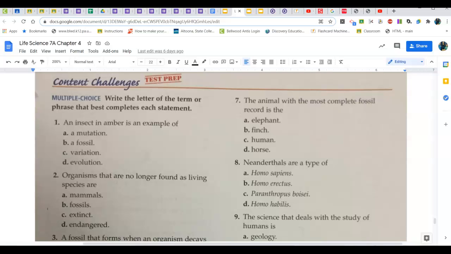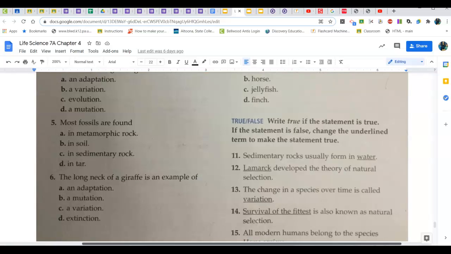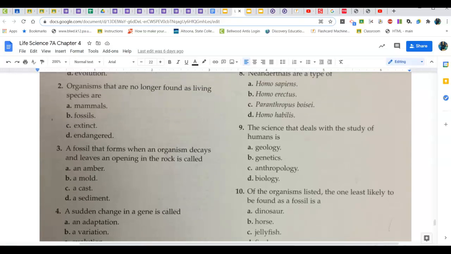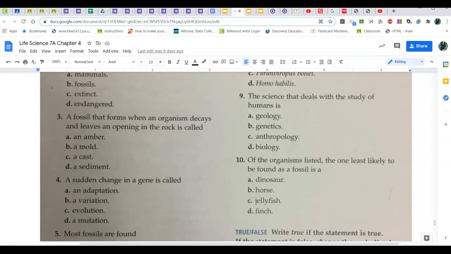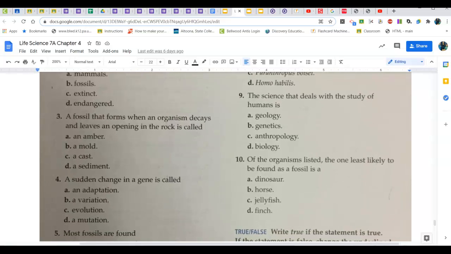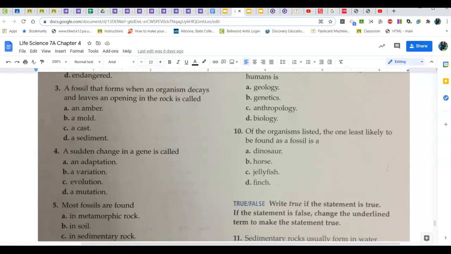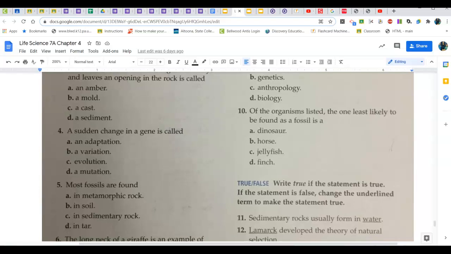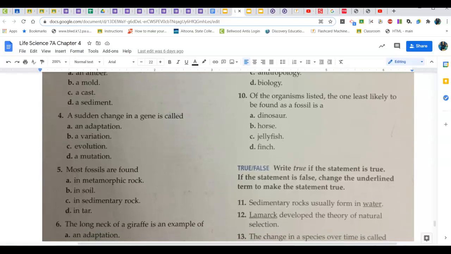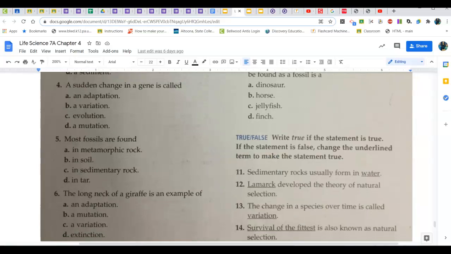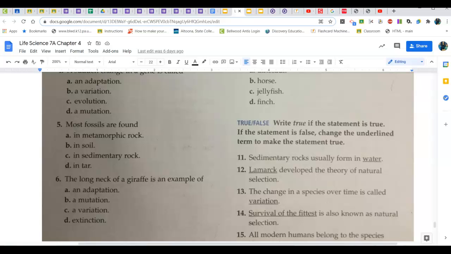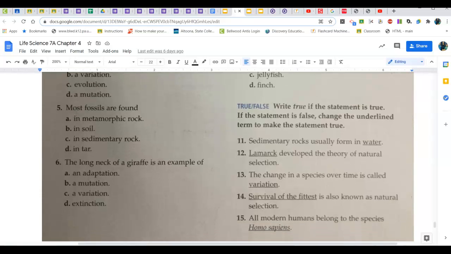Multiple choice. An insect in amber is an example of B, a fossil. Organisms that are no longer found as living are C, extinct. A fossil that forms when organism decays and leaves an opening in the rock is called a mold. A sudden change in a gene is called a mutation. Most fossils are found in C, sedimentary rock. They have to be by sediment deposited by water.